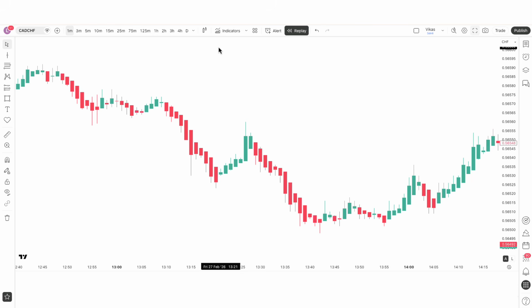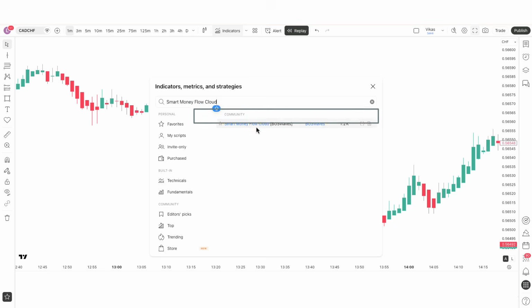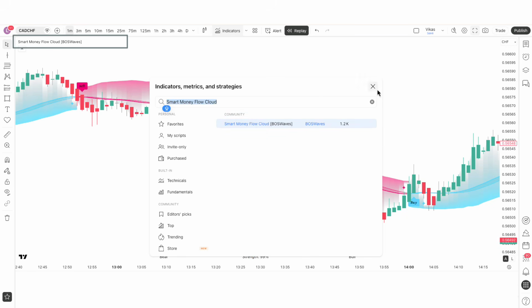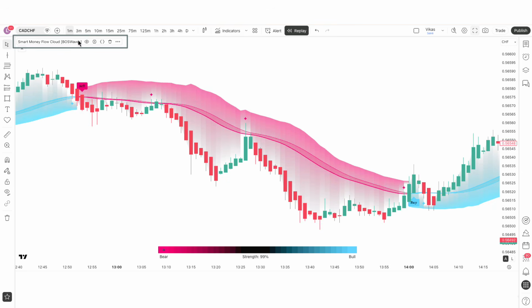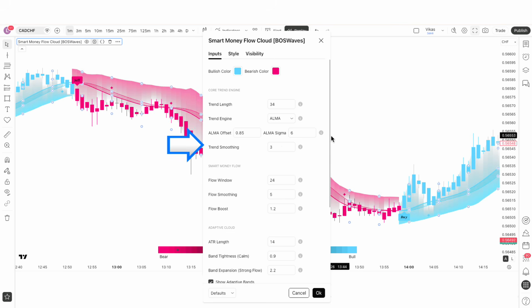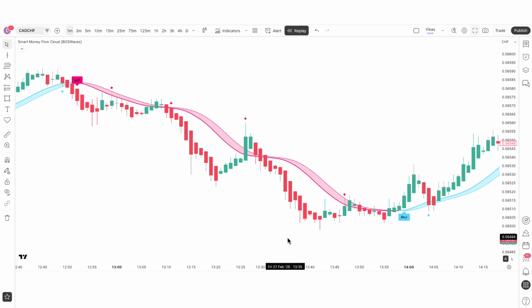Next, you'll want to find those magic indicators. Head over to the Indicators tab and search for the Smart Money Flow Cloud. Select the indicator made by Boss Waves and add it to the chart. Now the indicator settings change for perfect signals. First, we have Change Trend Engine, EMA to ALMA. We have to keep these options hide. Here, everything is fine after that. Click OK. Now we'll add one more indicator to make this strategy more powerful.